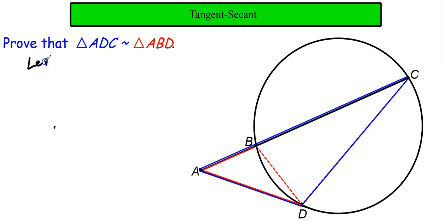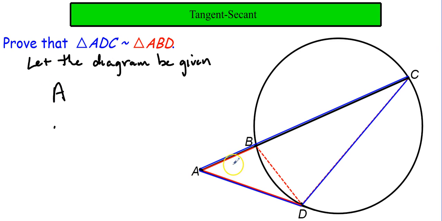So number one of my proof, let the diagram be given. In this particular scenario, let AC be a secant, and it intersects with the tangent AD at the circle in the manner that's given. So for the similarity proof again, let's use AA if we can. Number one, angle A is going to be shared between these two, so that's the easy argument.